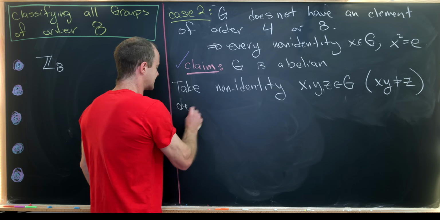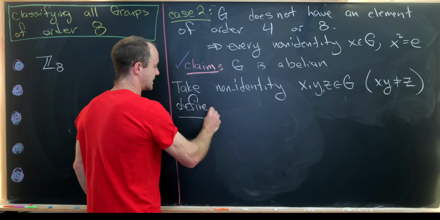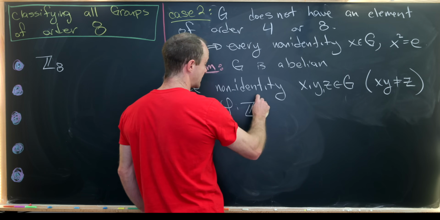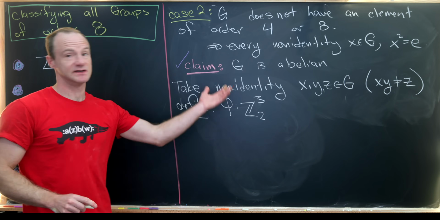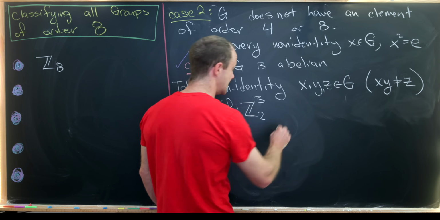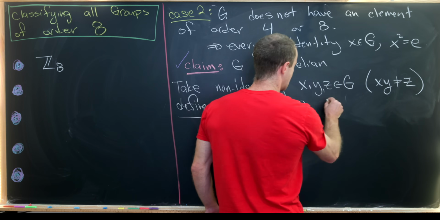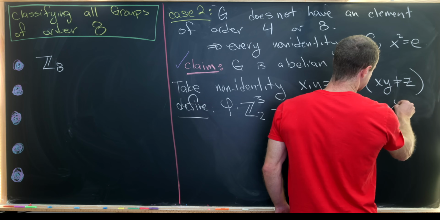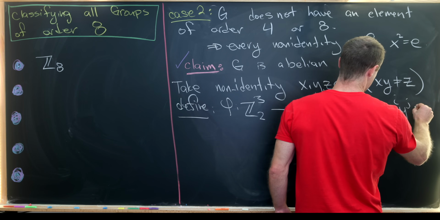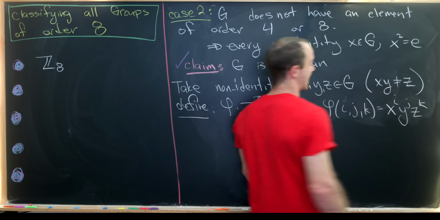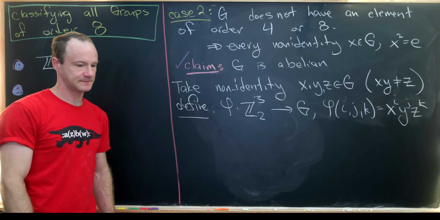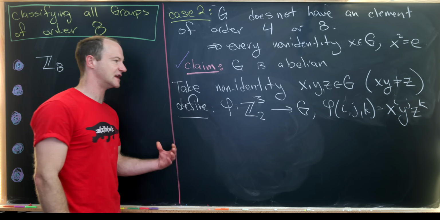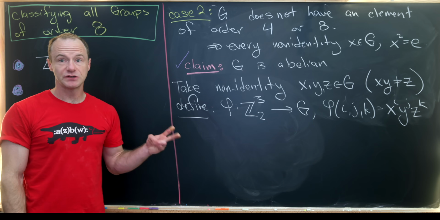Great. Next, we'll define the following map. I'll call it phi, and it goes from 3 copies of Z2, so I'll say Z2 cubed, and ends at G, and it takes i, j, k to x to the i, y to the j, and z to the k. Great. Now we first want to show that this is a homomorphism, and then we'll show that it's injective. Those are the only 2 things we need to show.